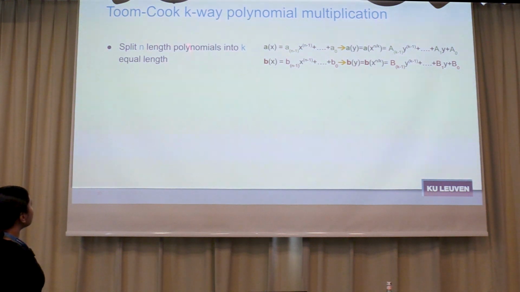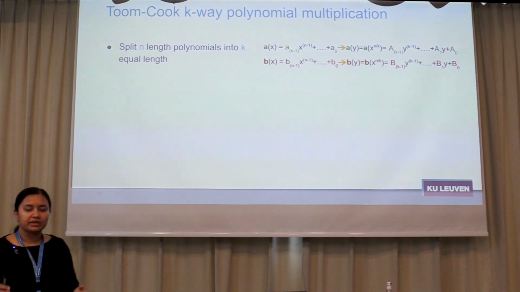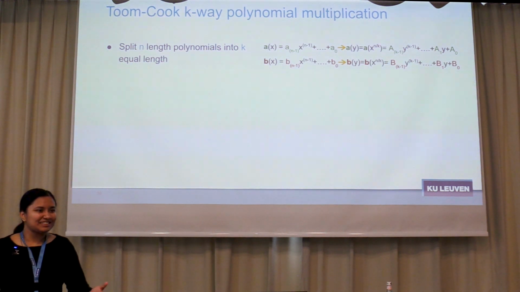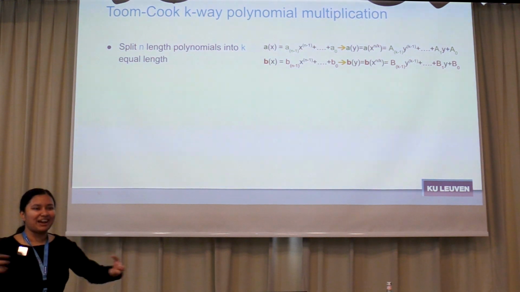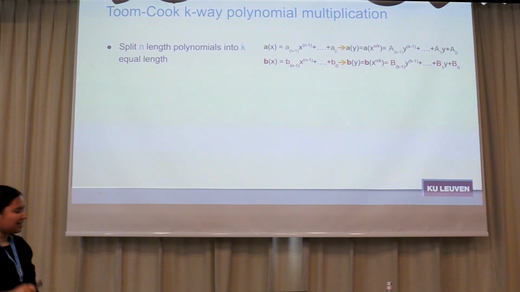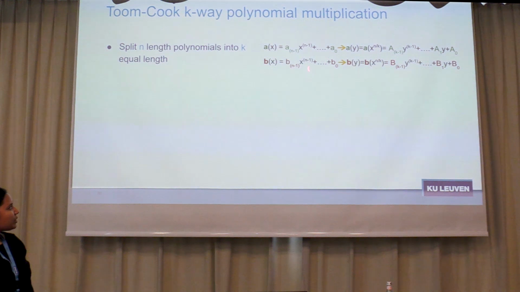We have an n-length polynomial in Toom-Cook, and this n-length polynomial is A and B. I'm using n-length and n minus 1 degree interchangeably, but it's the same, okay? N-length means n unknowns. That's why I find it easier than n minus 1. So it's an n-length polynomial, and another n-length polynomial.